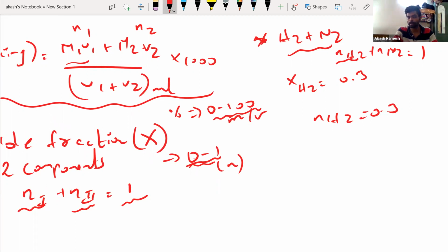Number of moles of N2 would be 0.7. Very simple. Right? Okay, that is exactly what it means. Now, you can easily get the formula, right?